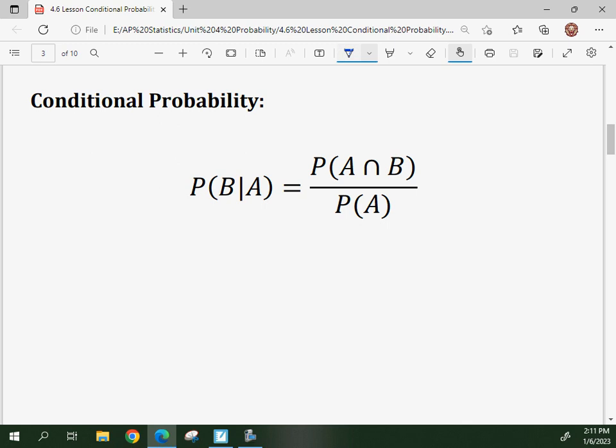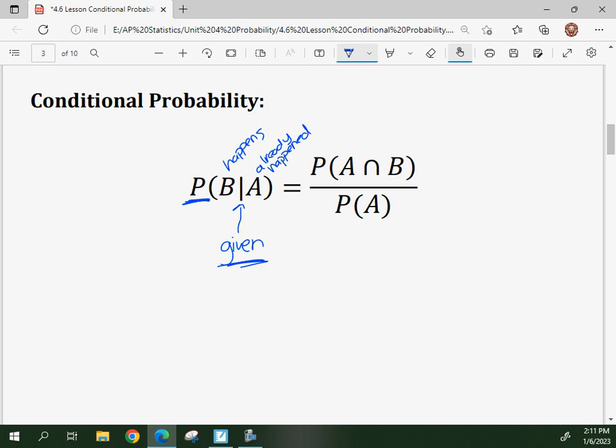So some notation here, of course, this is the probability notation still, and this little bar here represents the word given. So this represents the probability that event B happens given event A has already happened. So that is like setting a condition.